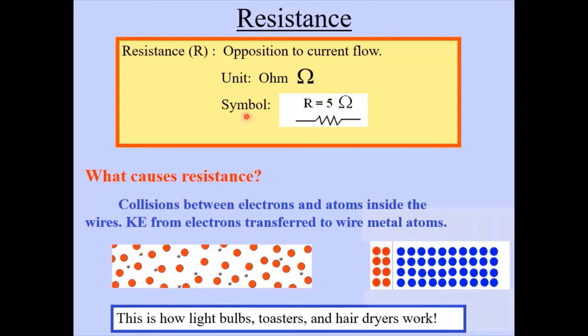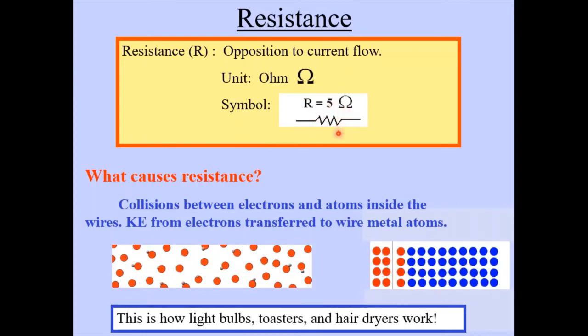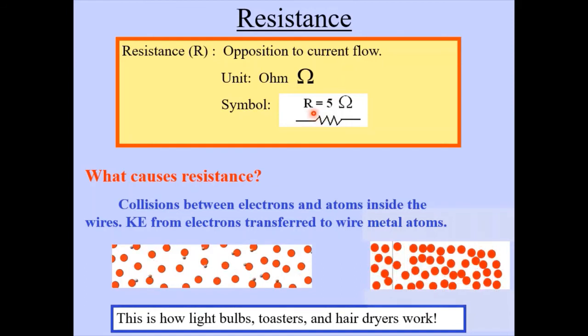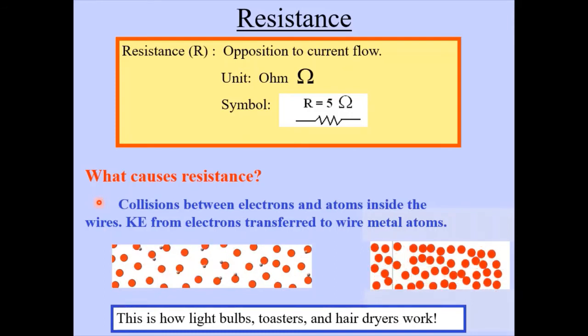The symbol in a diagram, or what's called a schematic diagram in electricity, for a resistance is that zigzag wire like this. So in this picture here, we see a resistance, and the value of the resistance R is 5 ohms. Now, what actually causes resistance? Well, it's the collisions between the electrons that are flowing and the atoms that are inside the wires.